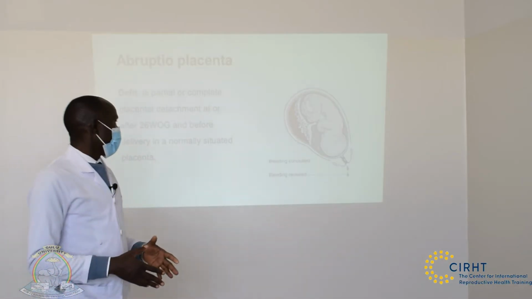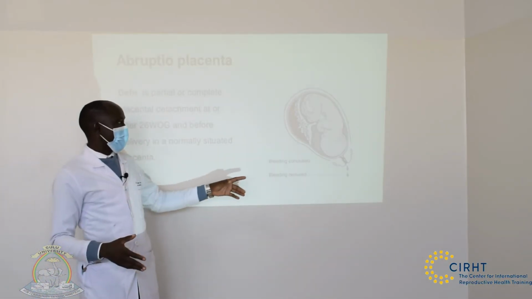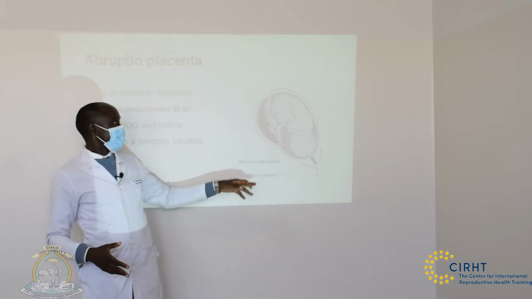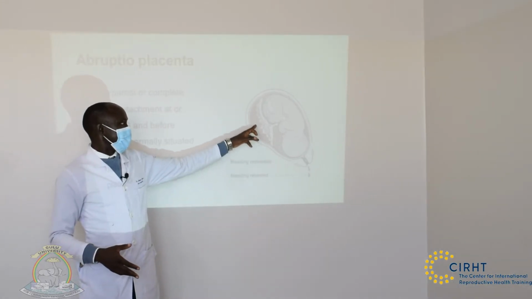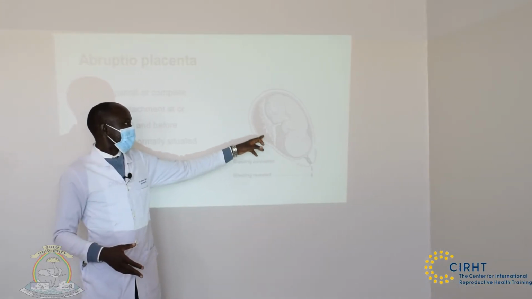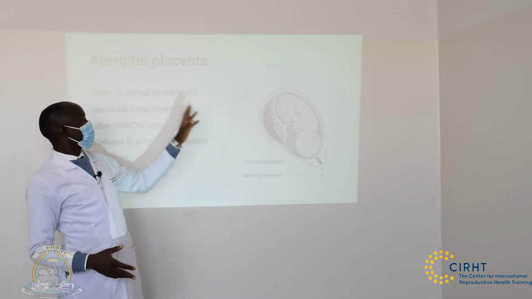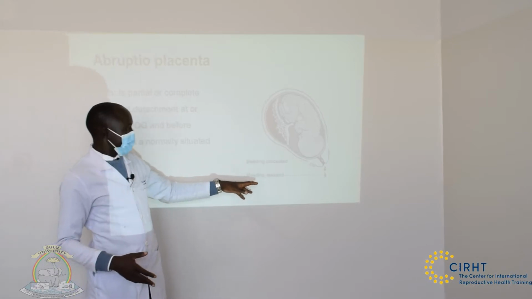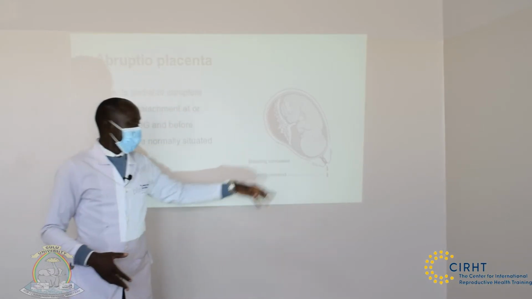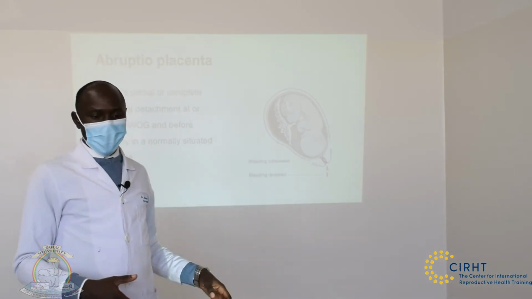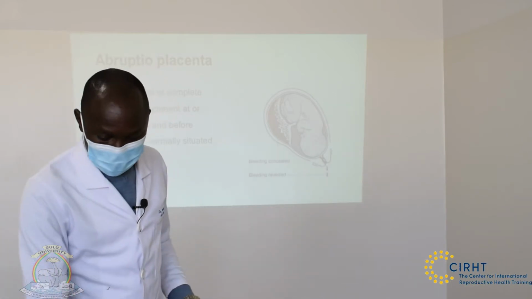As you can see here, this diagram shows us the placenta with blood, due to detachment, accumulating within the retroplacental space. And sometimes in placenta abruptio or abruptio placentae, you can have bleeding that can be seen coming out through the vagina. That is what we call revealed bleeding.